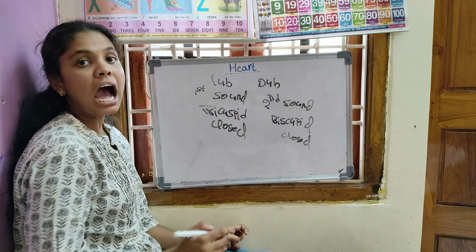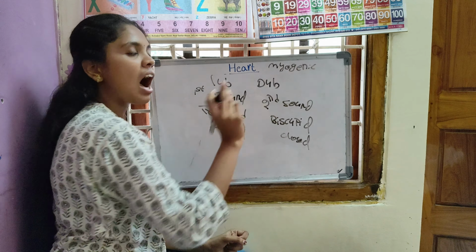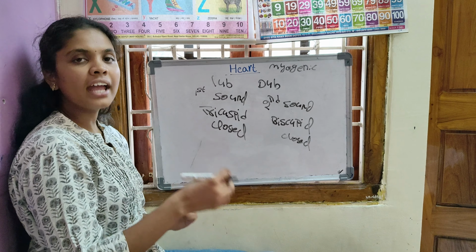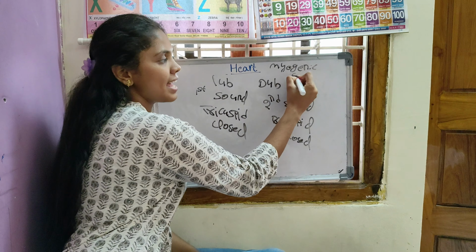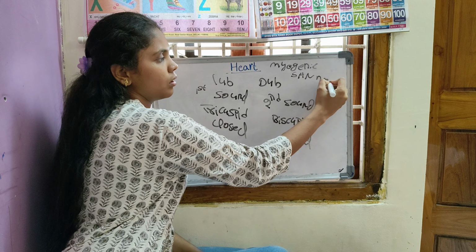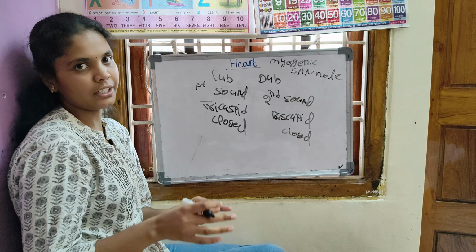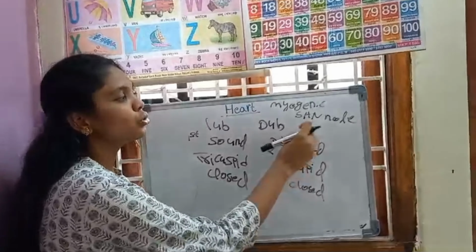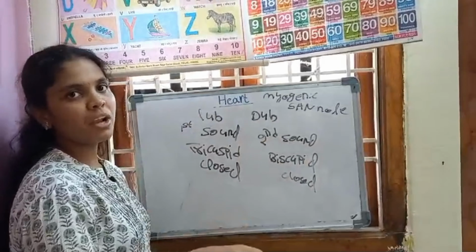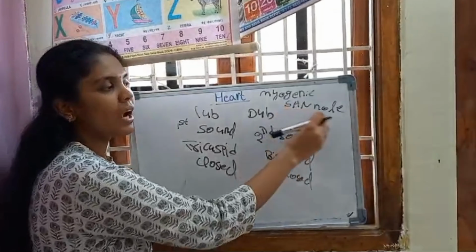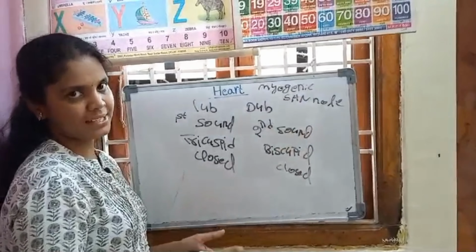Generally our heart is called a myogenic heart because it does not need any external stimuli to contract. It has its own stimuli producer called the SA node, the sinoatrial node, which we call the pacemaker. The heart does not need any external stimuli; it has its own stimuli-producing center, the SA node, also called the pacemaker.